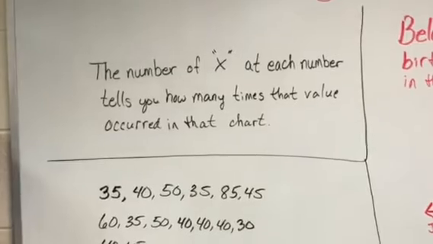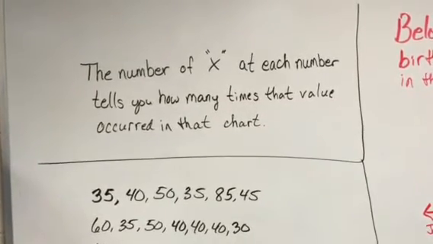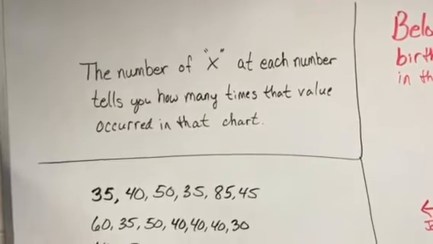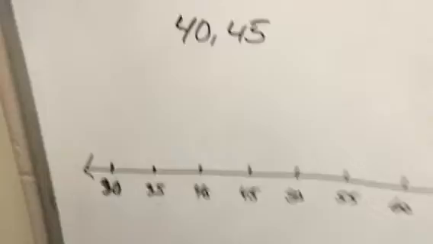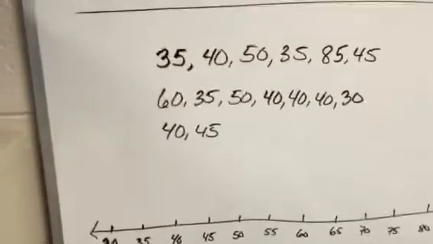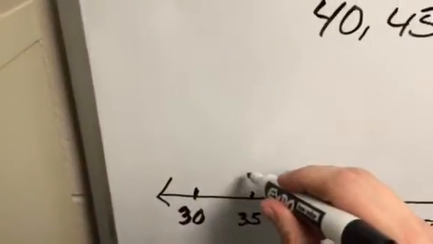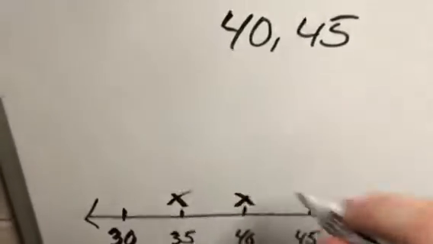All right, now let's do a little example here to show us what we're talking about. The number of x's at each number tells you how many times that value occurred in the chart. So let's do that. If I have a number line, I want to plot the number 35. I'm going to put an x there. And then I go up and do 40, so I place an x at 40.